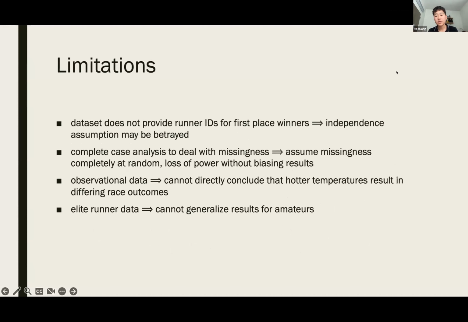Of course, these are observational data. We cannot directly conclude that hot temperatures result in differing race outcomes. I will default to previous literature to support me on this. And finally, it is primarily elite runner data, so we can't generalize these results.